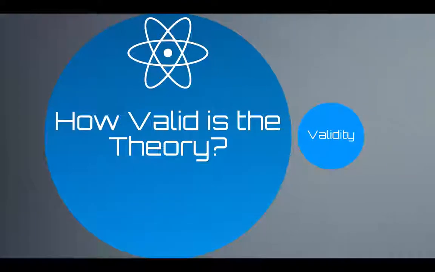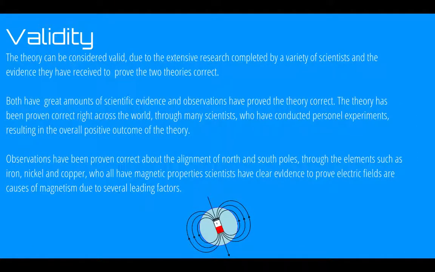How valid is a theory? The theory can be considered valid due to extensive research completed by a variety of scientists and the evidence they have received to prove the two theories correct. Even though domain theory is much more modern when compared to Weber's theory, both have great amounts of scientific evidence and observations that have proved the theories correct.